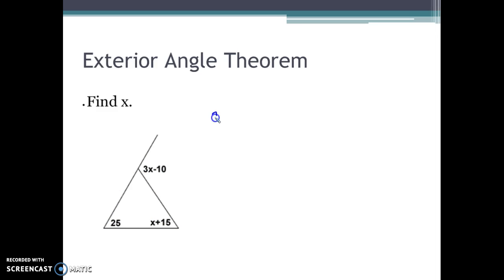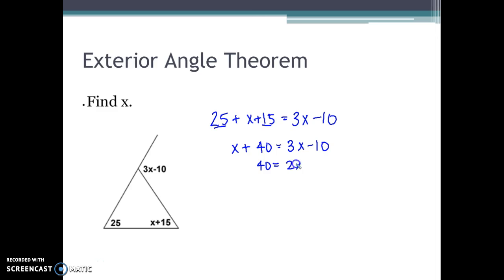So my equation could be 25 plus x plus 15 has to equal 3x minus 10. So I have 25 and 15, so I get x plus 40 equals 3x minus 10. Right? If I subtract the x over, 40 equals 2x minus 10, add 10, 50 equals 2x, and then divide by 2. So x equals 25. All this one wanted me to find was x, so there's my answer.